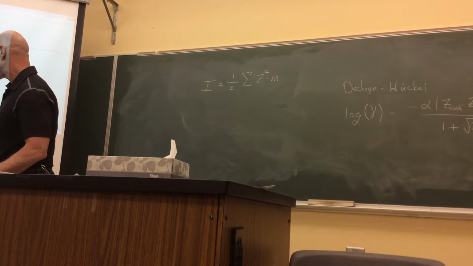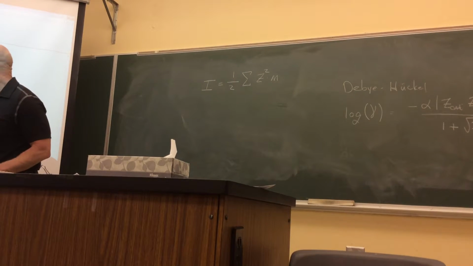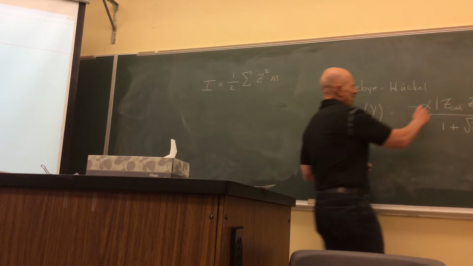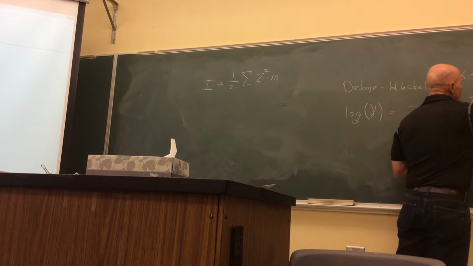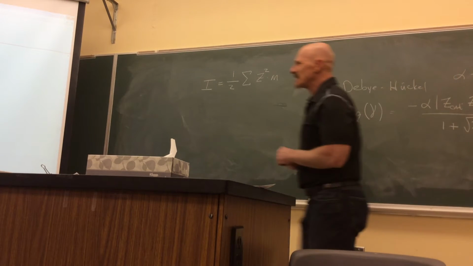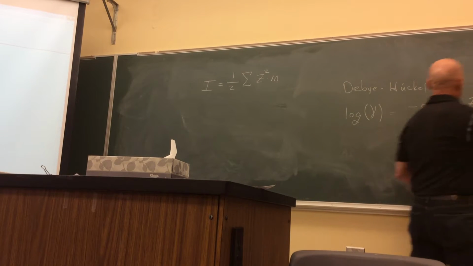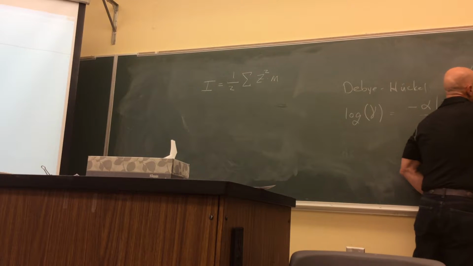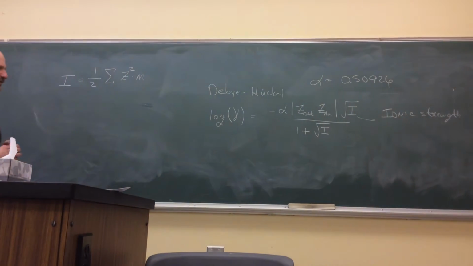Which one do I have here? Okay. This value, A, is 0.50926. Did I get that right? Oh, 0.50926. A little bit of dyslexia going on there. 0.50926. It's just a constant. It comes about by a number of different means.